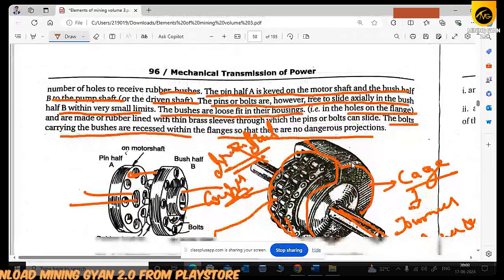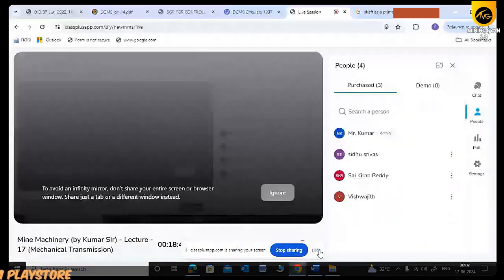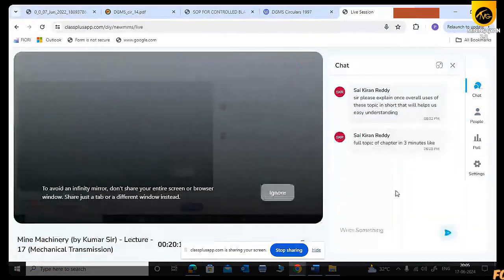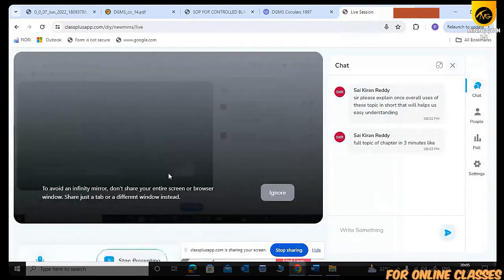If you have any doubt, you can ask me, Vishwajit, Sai Kiran, and Sidhu Srinivas. If you are facing any doubt, you can ask me anytime during the classes. Sir, please explain the overall use of this topic in short, that helps for easy understanding.